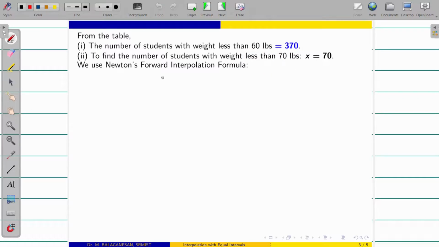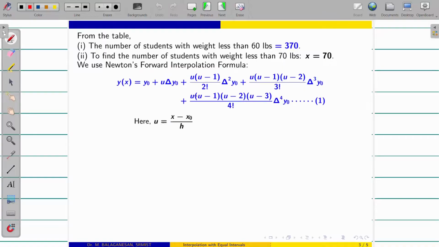So we know Newton's forward interpolation formula. We are going to use it because x equal to 70 is lying in the previous half, before the middle level. So we know the formula. Write the formula first. This is an important thing. Find the u value: x minus x naught, where x is 70, the required value, and x naught is the first value of x, divided by h, which is 20. That is equivalent to 1.5.